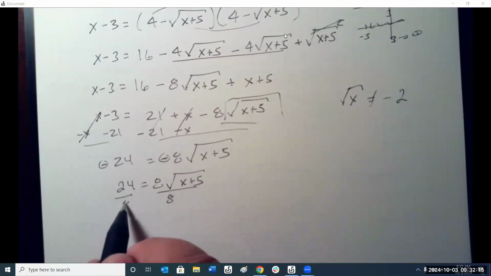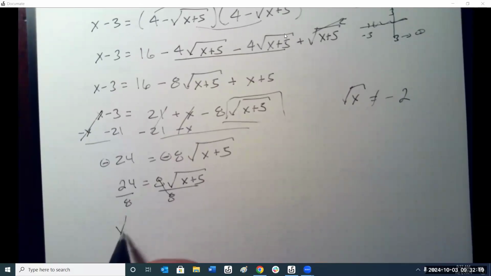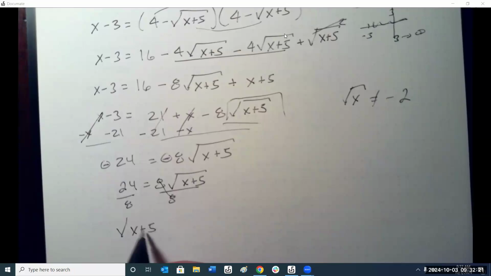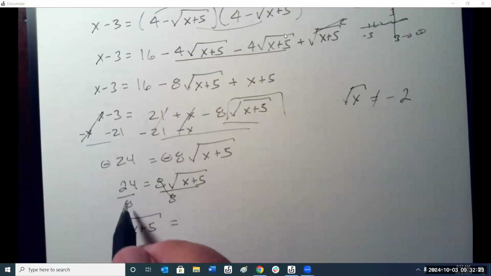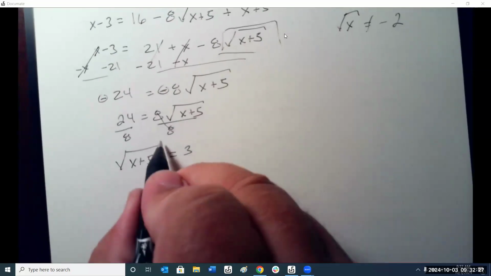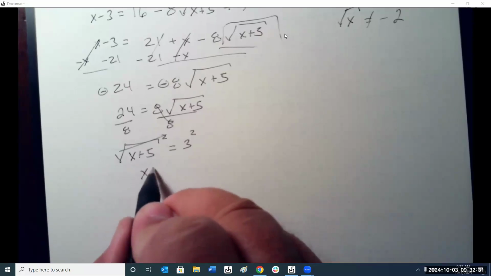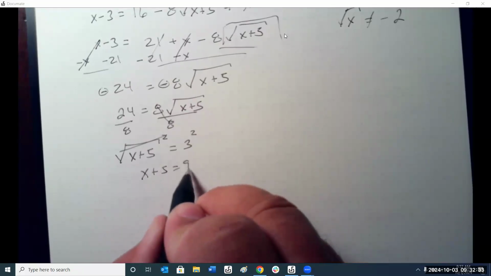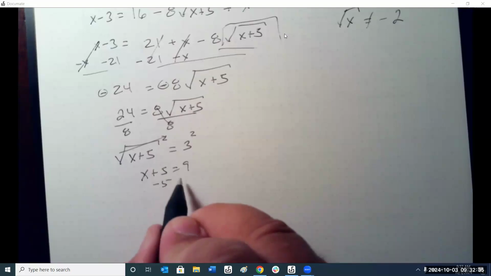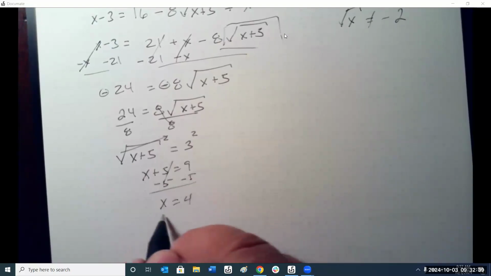Divide by 8. So I have square root of x plus 5. 24 divided by 8 is 3. Square both sides. x plus 5 equals 9. Subtract 5. x equals 4.